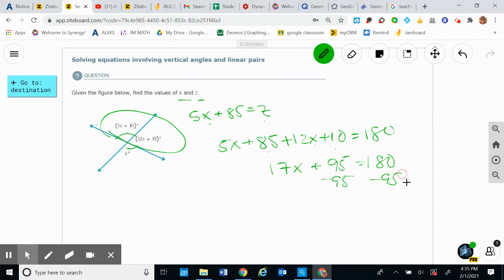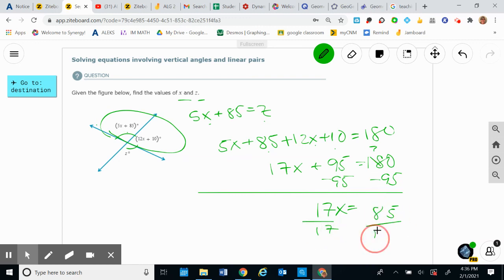I'm going to be lazy and show my work. 17x equals 85, because 17 minus 9 is 8. Divide both sides by 17. And it has to be 5, right? Because what's 17 times 5? 85. x is equal to 5.